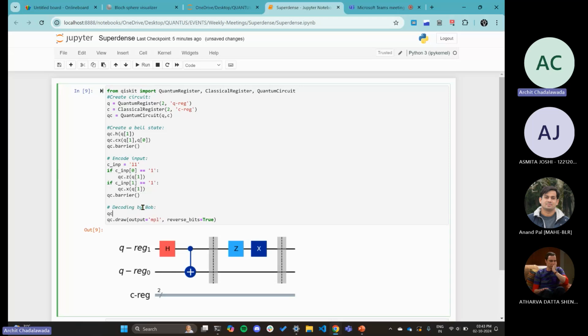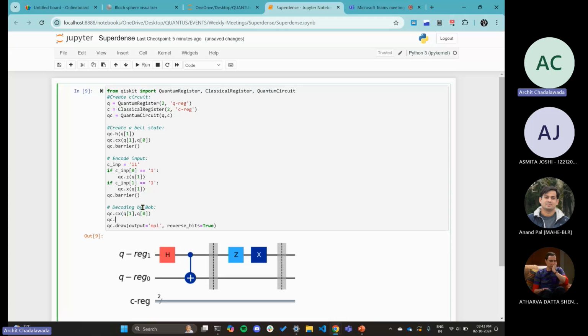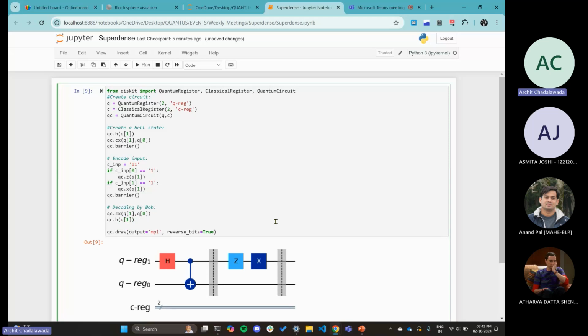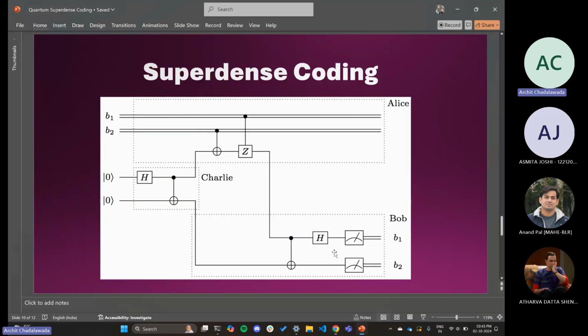So what does he do? First, he applies a control NOT gate with Q1 as the control and Q0 as the target, followed by applying a Hadamard gate on Q1. Sorry, yeah. After this, he has to obviously measure it, right? Because these are qubits at the end of the day.